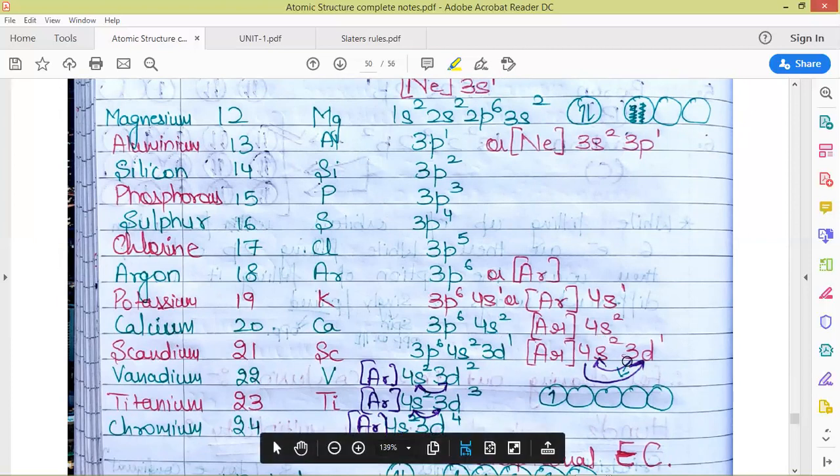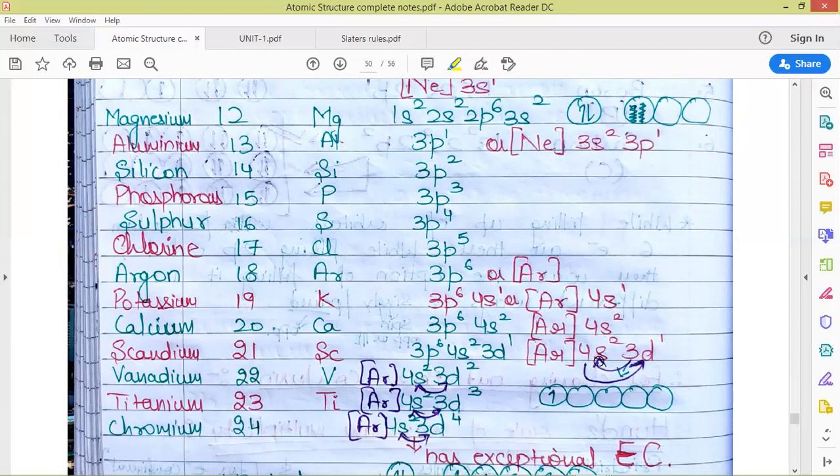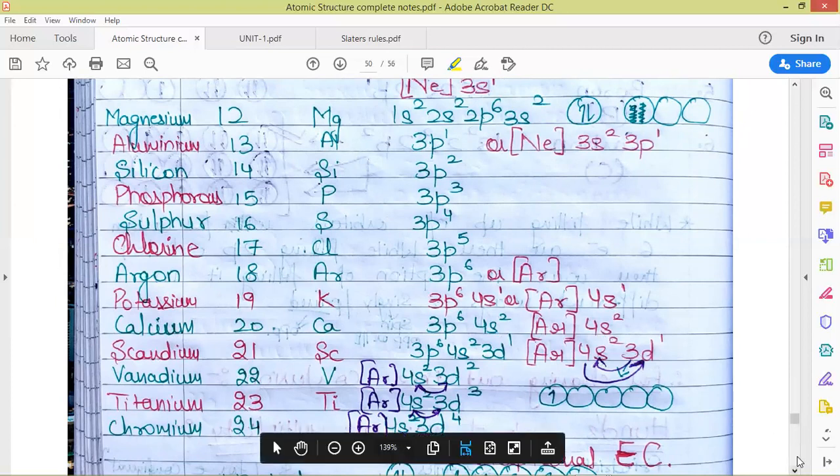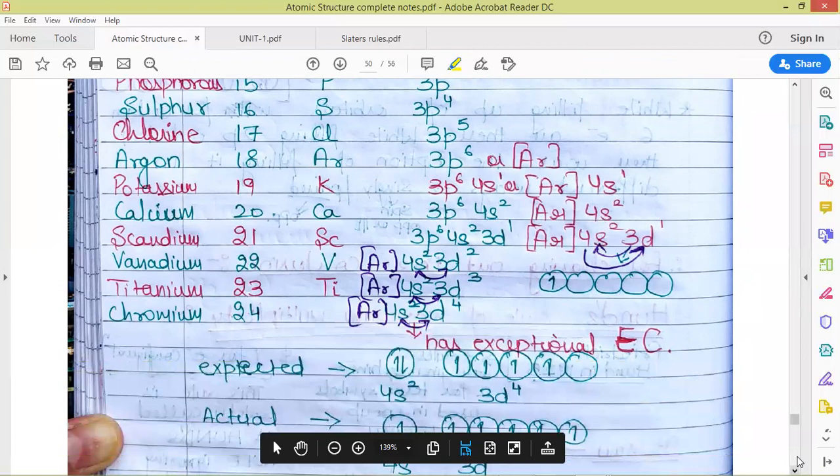Then for scandium we'll start with the filling of 3d1 after 4s2, as 4s has lesser energy. This we have already discussed in the earlier video. Next we have titanium, then vanadium.